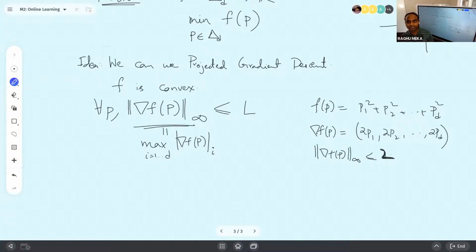Okay. So in many cases, when you're optimizing on the simplex, you might end up trying to optimize functions where this is true.